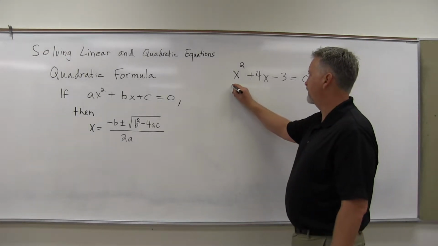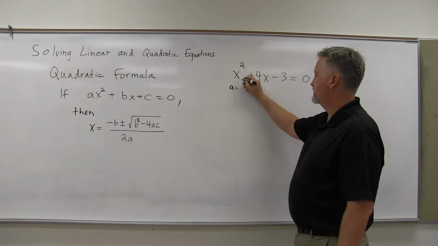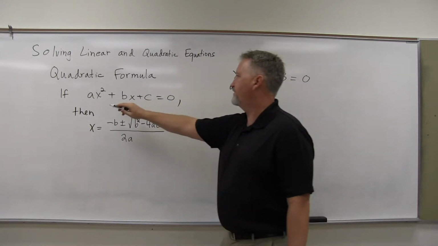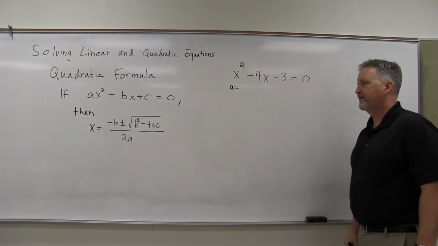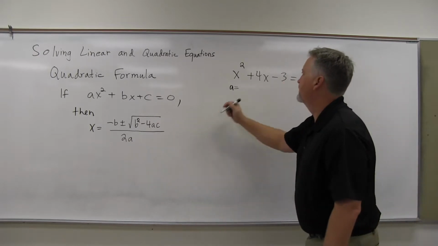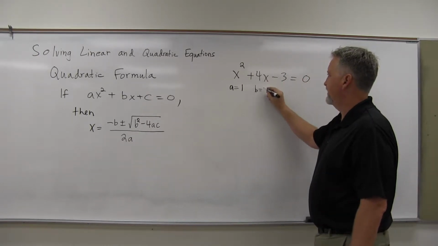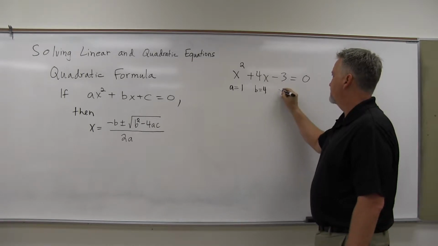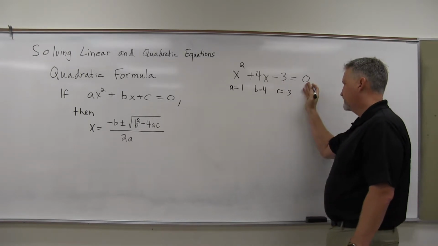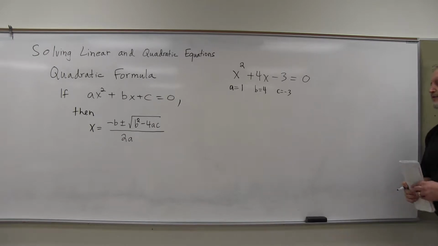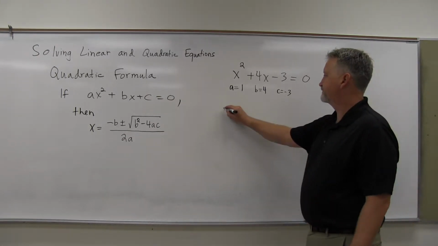All right, so we pull out the quadratic formula, and of course you've got to know what the a, b, and c are to plug in. The a here was understood to be 1, b is the coefficient of x, so that's 4, and c is negative 3. Of course be sure you've got one side to be 0; we do, so we're good to go. Now we just plug it into the formula.